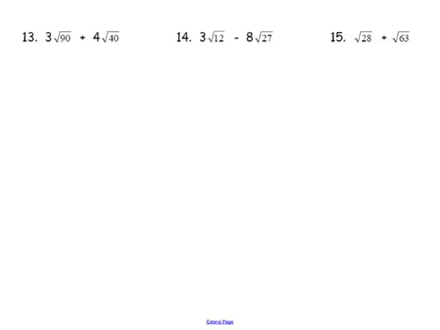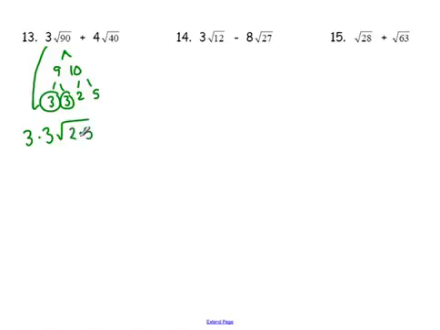Remember 13? I can break 90 down into 9 and 10. 9 breaks down into 3 and 3. 10 is 2 and 5. I notice that there's a pair of 3's, so I can put this 3 on the outside with my original 3. And what's left over is a 2 and a 5. That would give me a total of 9 times the square root of 10 for my first block.